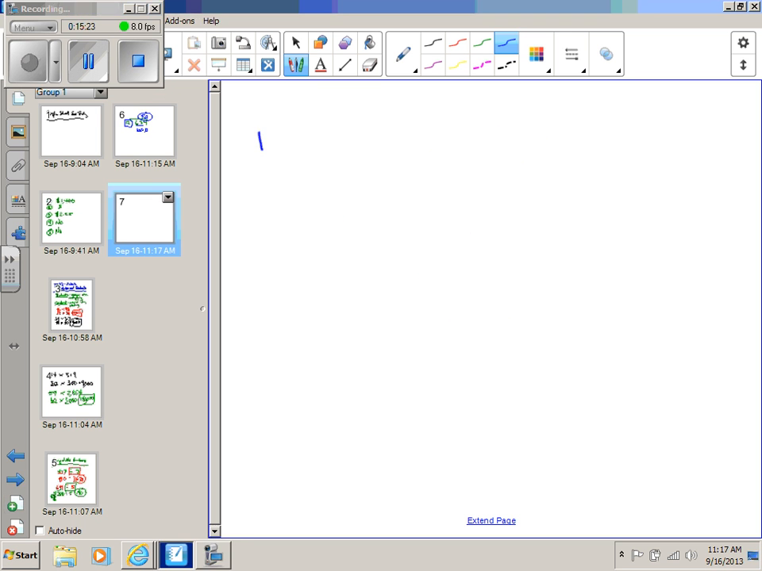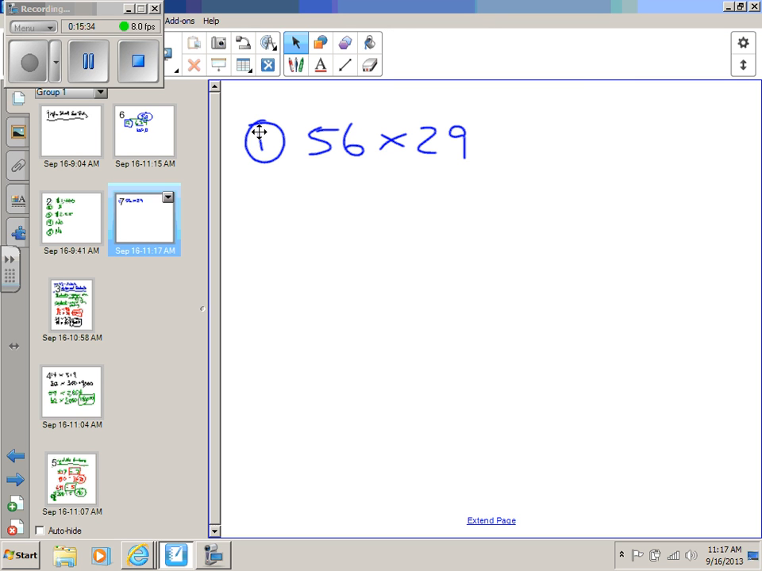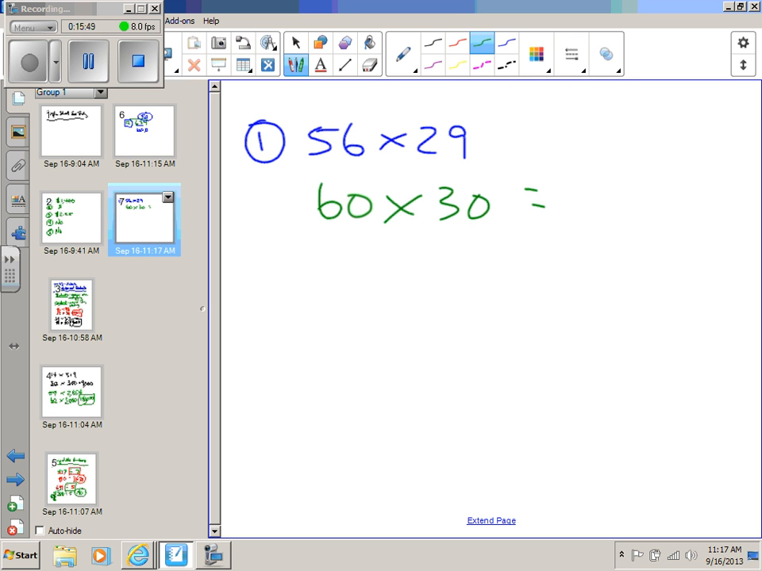Number 1 on the worksheet, 2-1, right at the top, estimate products and quotients. 56 times 29. Now we're back to rounding. What are you going to round 56 to, Eli? 60, very good. And 29 would round to, Faith? 30. And remember how this works. We're going to take the 6 times the 3, and that's 18, and a 0 here, and another 0 here gives us 1,800.